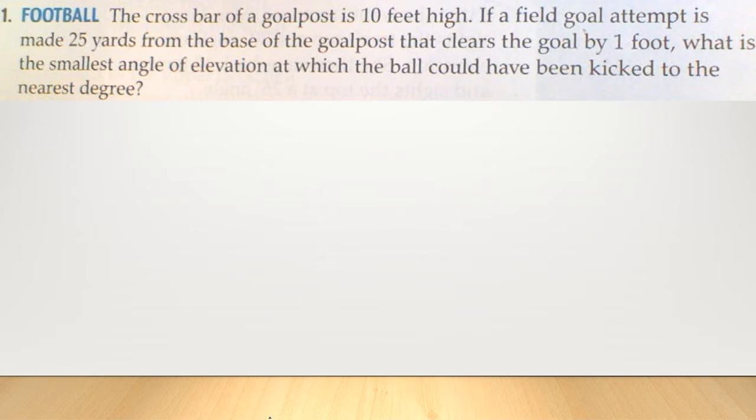So let's look at some word problems involving these. It says a crossbar of a goalpost is 10 feet high. A field goal attempt is made from 25 yards out. It clears the goal by 1 foot. What is the smallest angle of elevation at which the ball could be kicked?